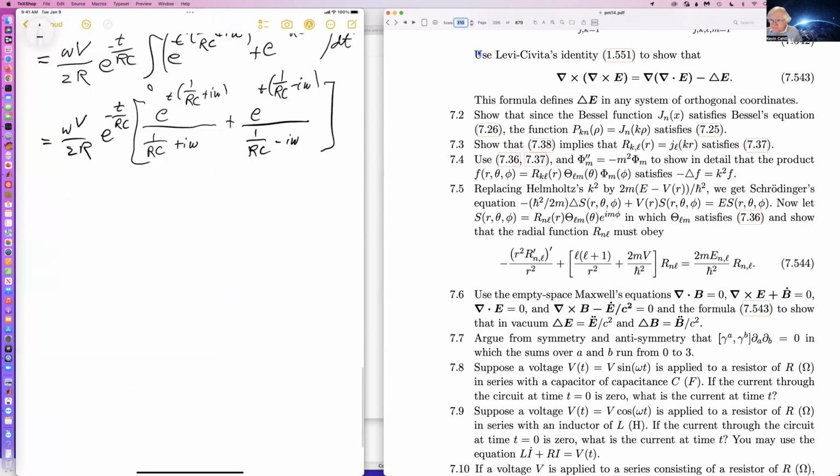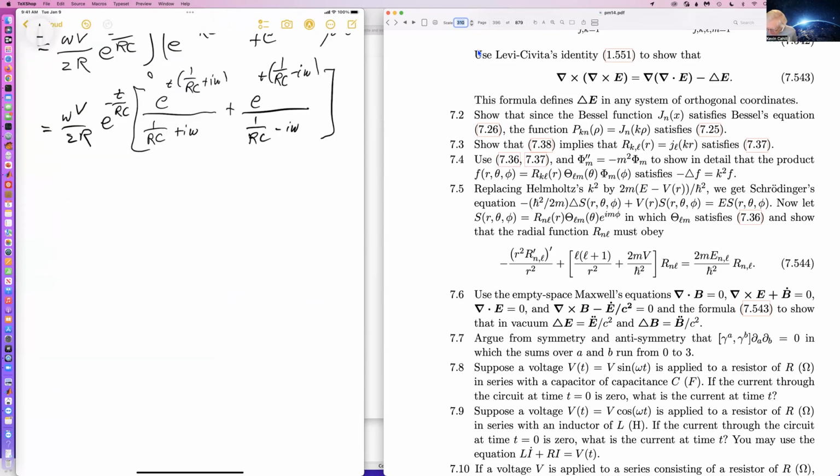All right, well, maybe we shouldn't use up a great deal of class time actually simplifying that in steps. Let me just say that you can rewrite this as omega VC over 2, 1 plus omega squared R squared. That's a squared. So let me.